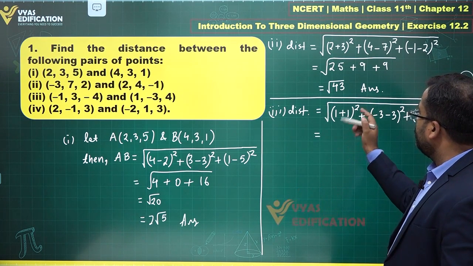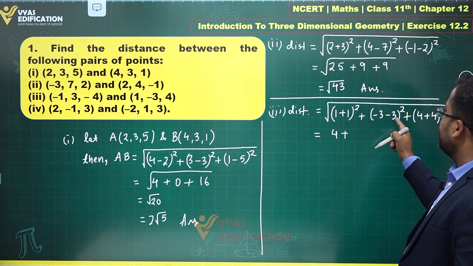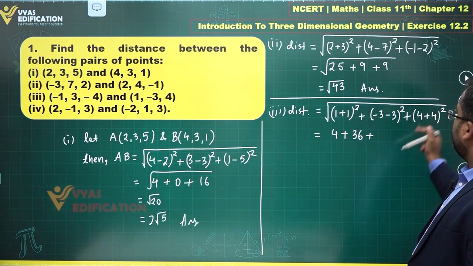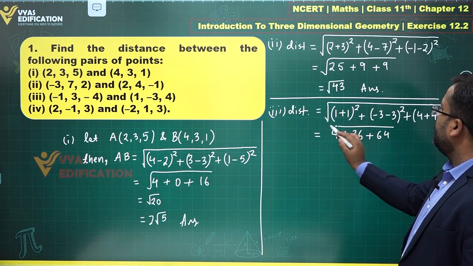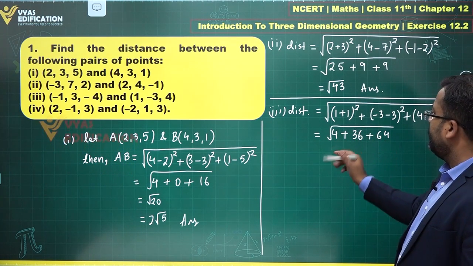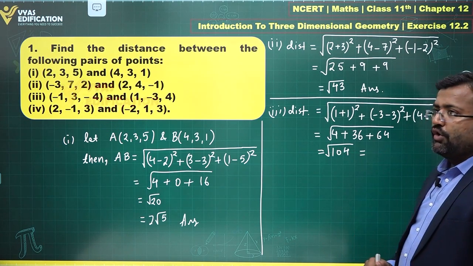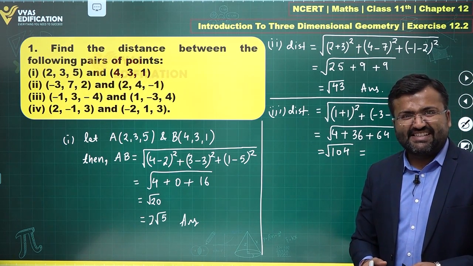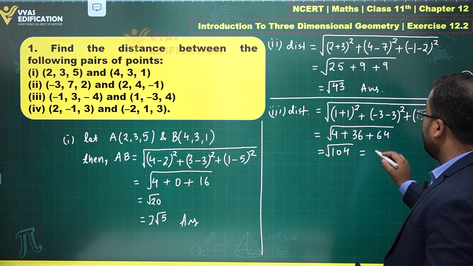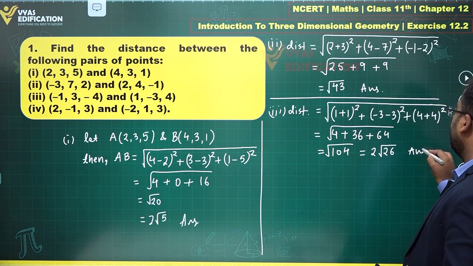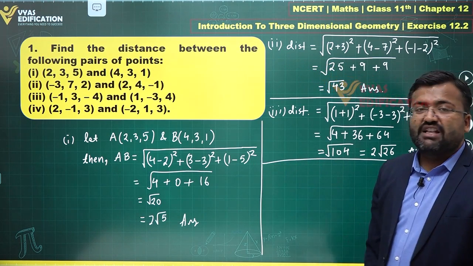So this here is 2 square, which is 4, plus minus 6 square, which is 36, plus 8 square, which is 64 in the under root. So this becomes 104 in the under root, which is also equal to, you can say, 4 into 26 in the under root. So 4 under root of 4 will become 2, under root of 26 will remain. This is what you'll get. That's my answer for this third part.